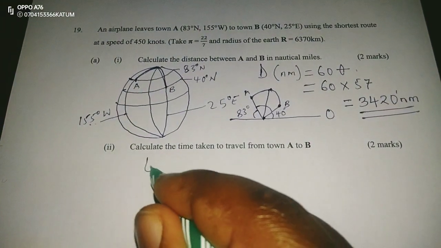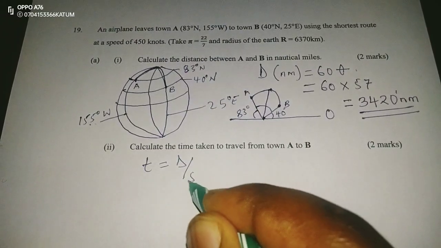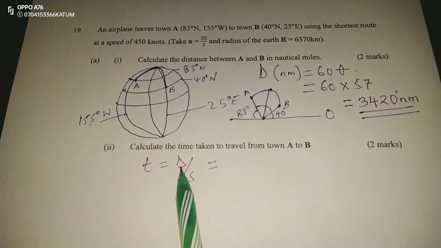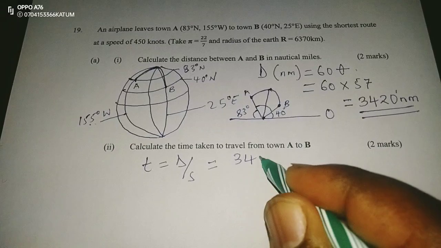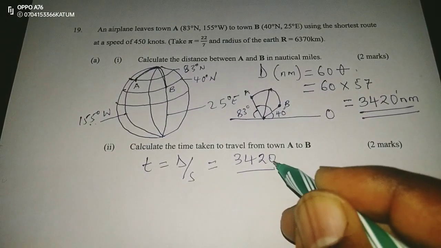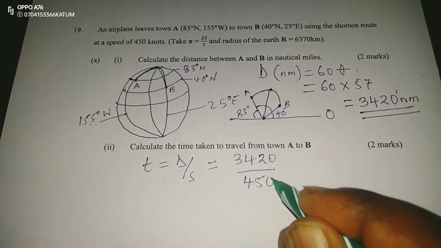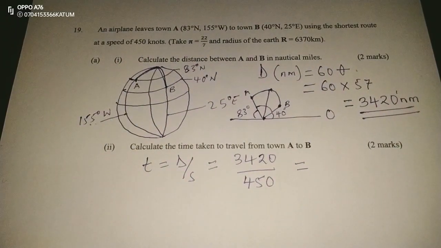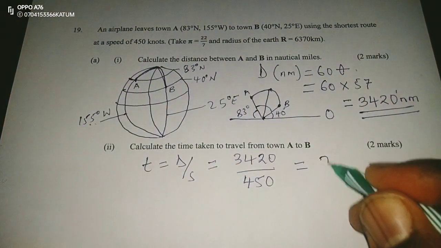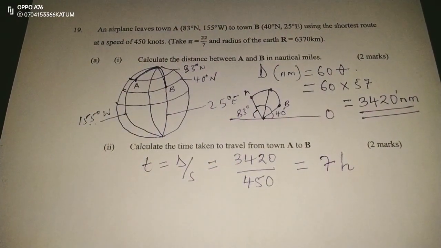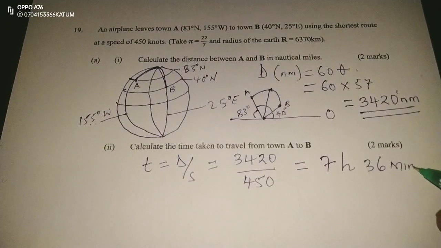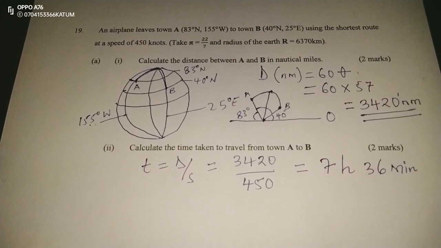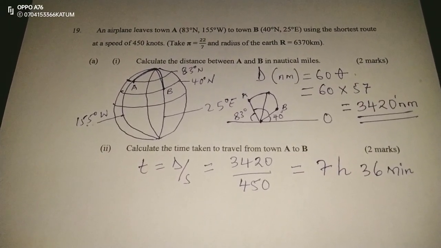The next is calculate the time taken to travel from town A to B. Now, time should be given by distance out of speed, provided the distance is in nautical miles while the speed is in knots. So we're going to use a distance of 3420 out of 440. This is going to give us 7 hours, then 0.6, which gives us 36 minutes. So this is the time taken for the airplane to move from A to B.